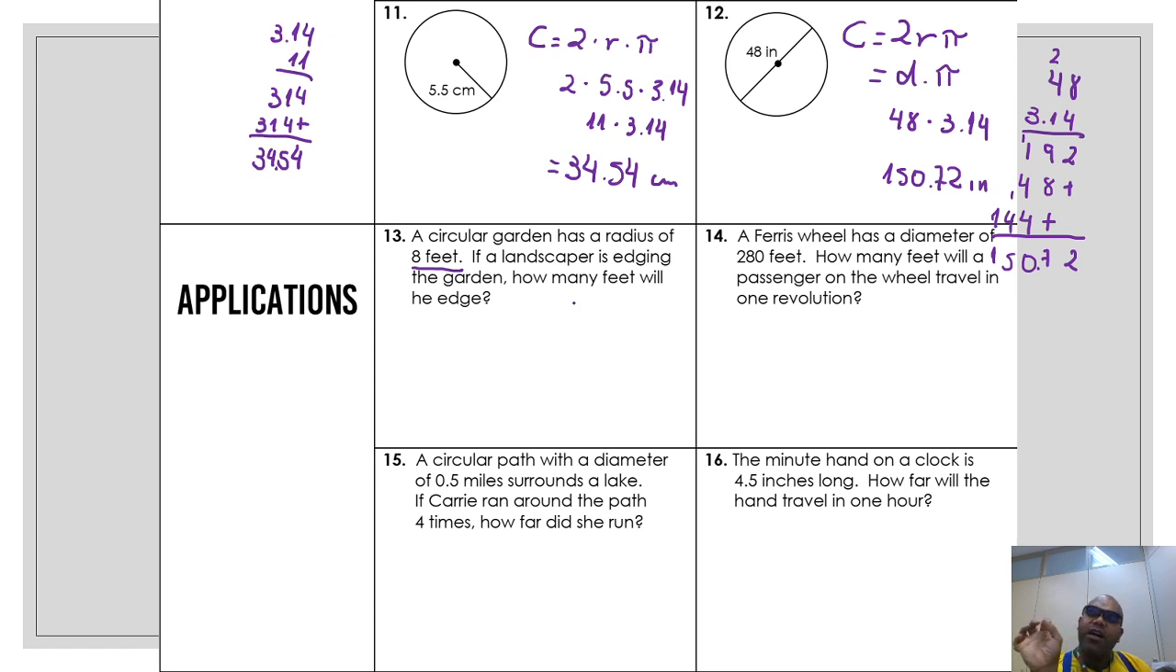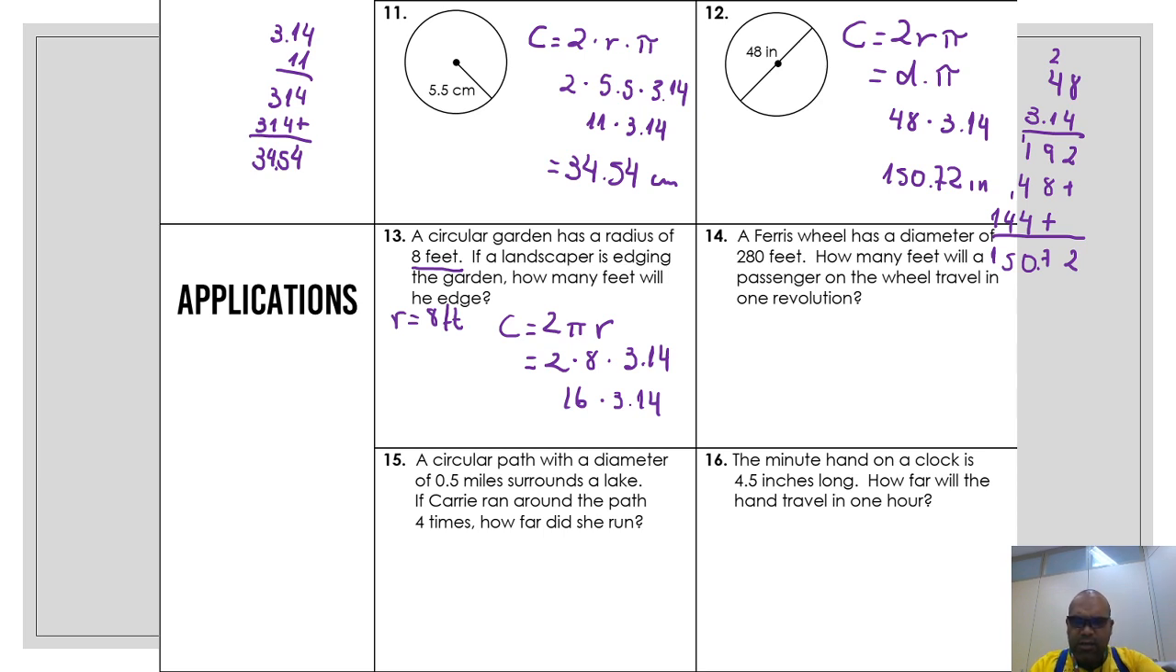Guys, when we edge a garden, it is the perimeter. Oh, the perimeter. Okay, I know my radius. Right here, the information, the radius is 8 feet. Great, I figured out the answer. Let's use the formula: 2 times pi times radius. And here it is, 2 times 8 times 3.14. 2 times 8 is 16. It is 16 times 3.14, guys. I will use the calculator. We're going fast this one.